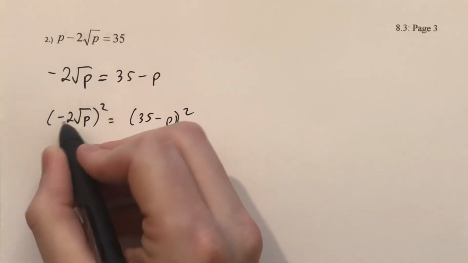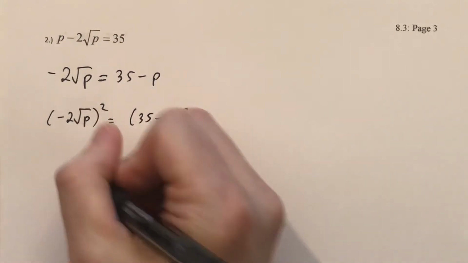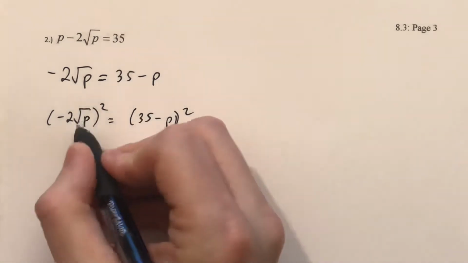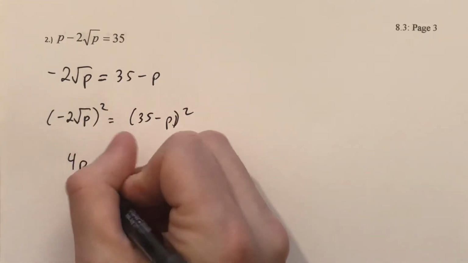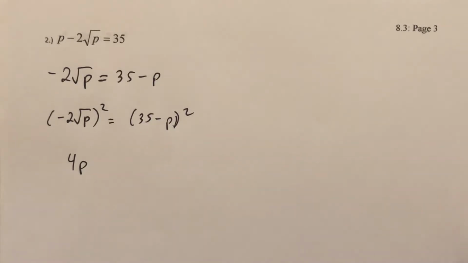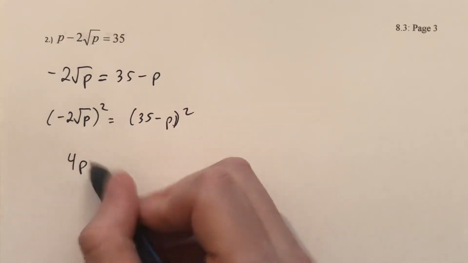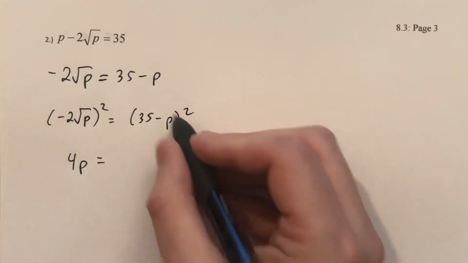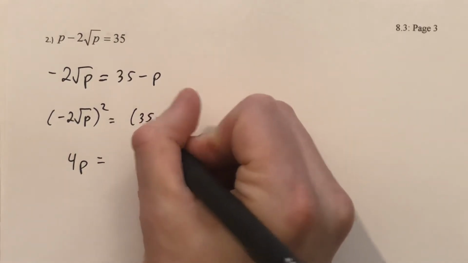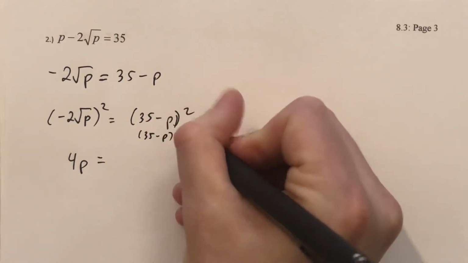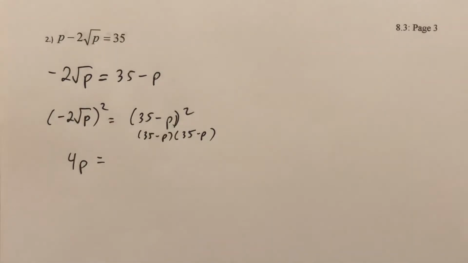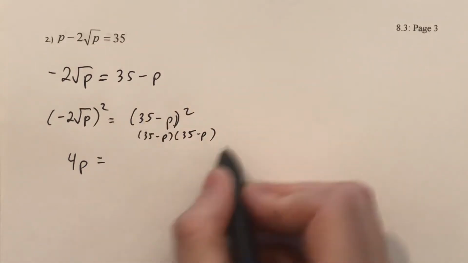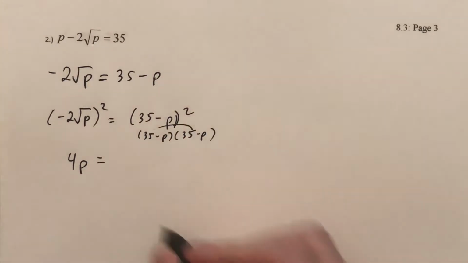So squaring the left-hand side, we saw the negative 2 squared gives me a positive 4, and the square root of p squared gives me the inside. That's why we did that. We wanted to get rid of that square root, get just what was left on the inside. So 4p equals, now remember this is 35 minus p times 35 minus p. Don't just square each piece.